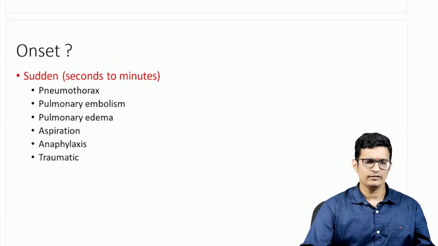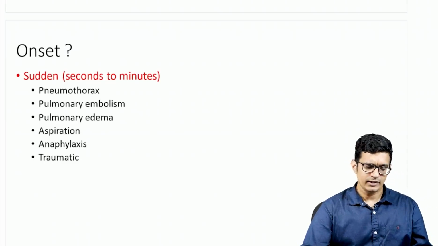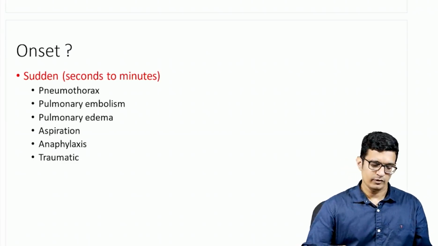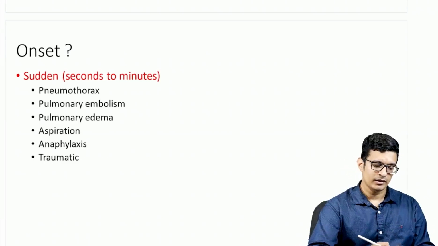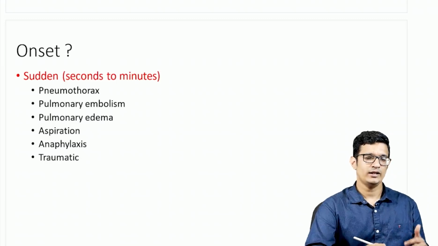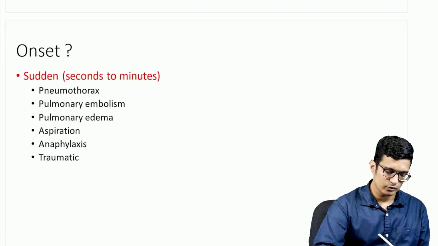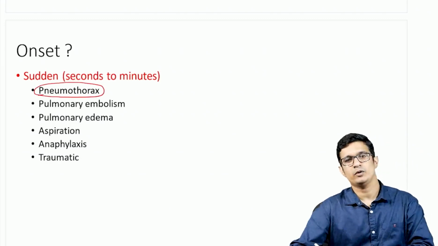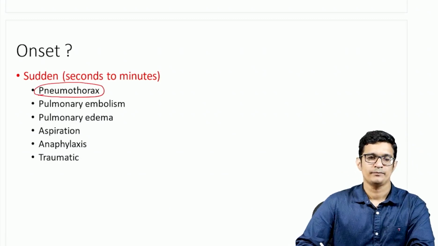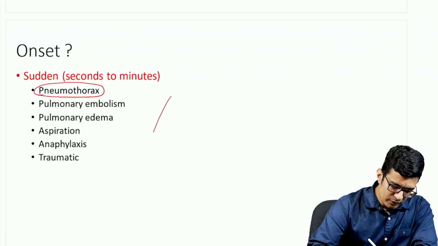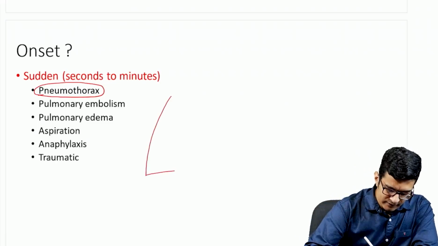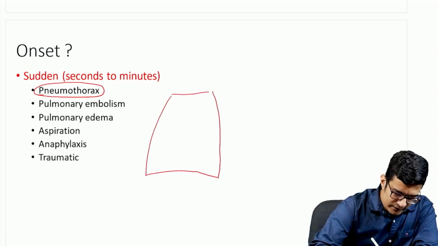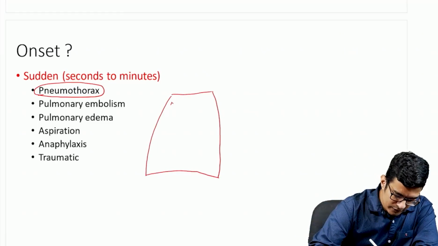Whenever you rule out aspiration as a cause of breathlessness, the immediate other thing that you need to ask is whether there was any history of trauma. Because if there is a history of trauma, sometimes an injury to the lung can directly lead to trapping of air in the pleural space. This condition is what we call pneumothorax. So whenever there is escape of air into the pleural space, it will lead to enlargement of the pleural space.